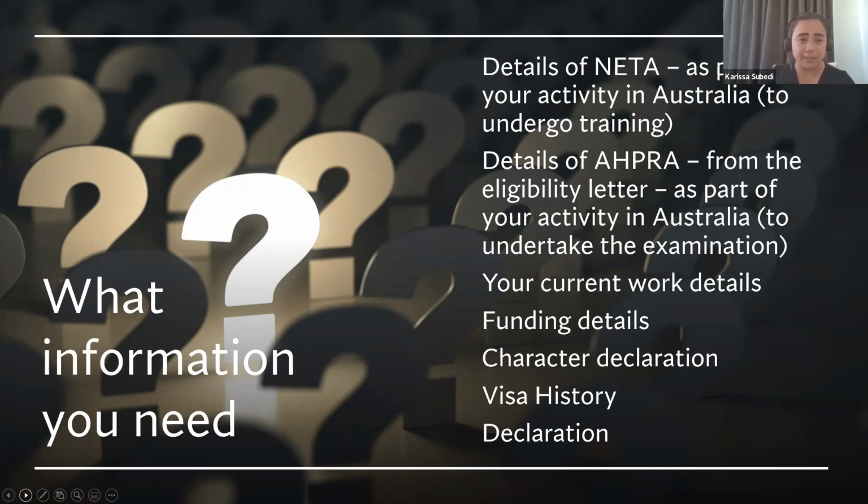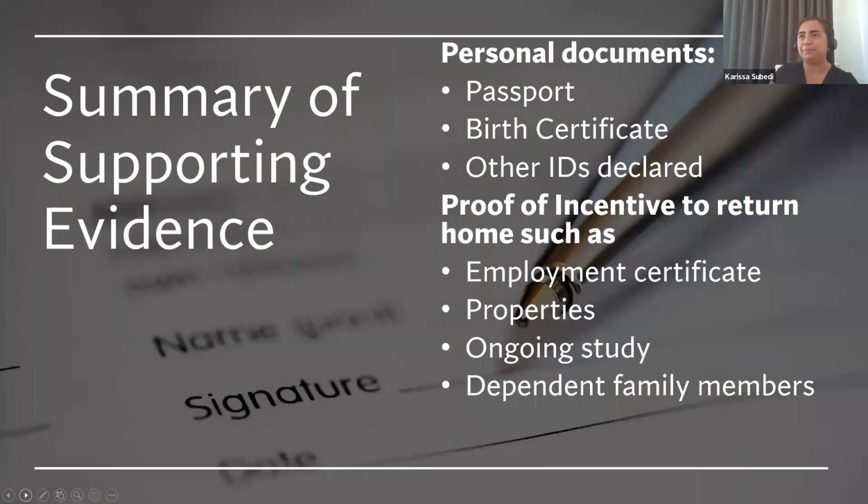Then you need to have your character declaration that you're not a criminal, you haven't killed anyone, you haven't violated anyone, you're not part of any movement, and you don't have any pending cases, for example. Any visa history, have you got any visa denied? Have you got any visa approved, and what are these sort of visa? And also your declaration that you are giving correct statements and making sure that you are providing true documentation. So that is part of your declaration.